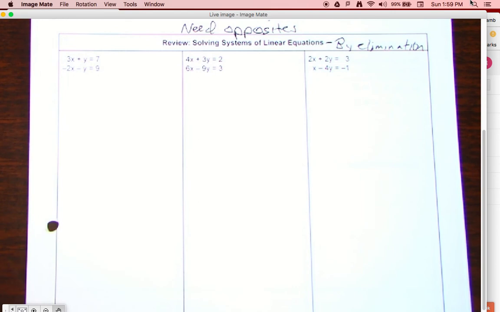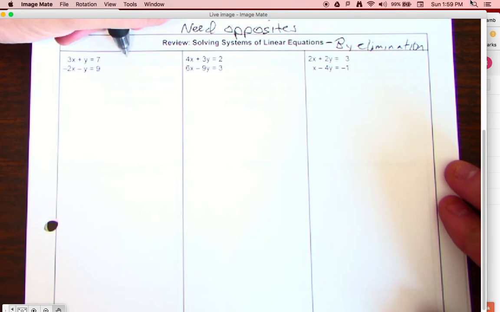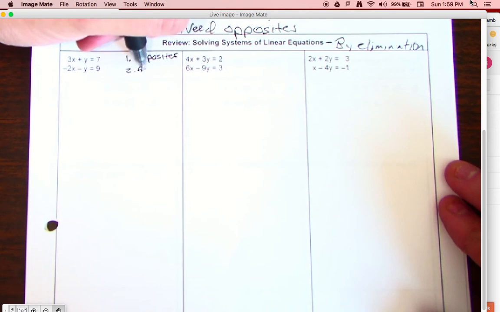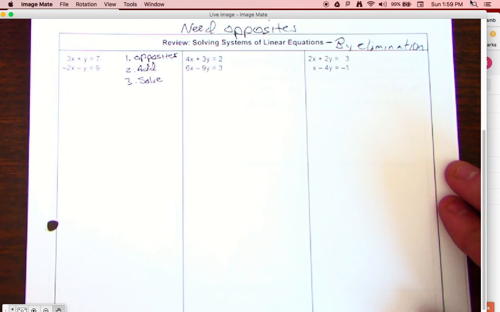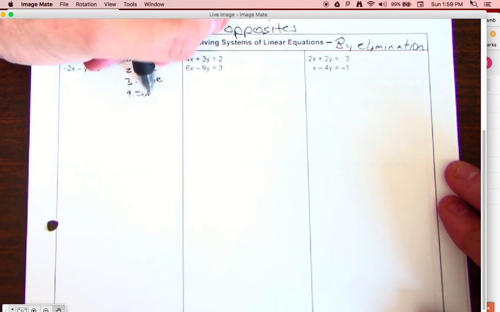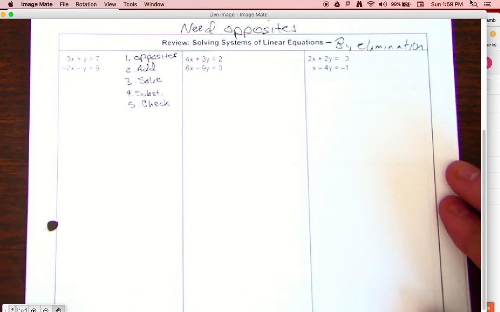Because in order to do elimination, you have to have opposites so you can eliminate a variable. So right over here I'm going to write the general process. The first step is to get opposites. Sometimes they're given to you, sometimes they're not. The second step is to add your equations. The third step is to solve. We're doing a little algebra. Fourth step, substitution. And fifth step is to check. None of these steps are difficult at all, you just have to remember the procedure.